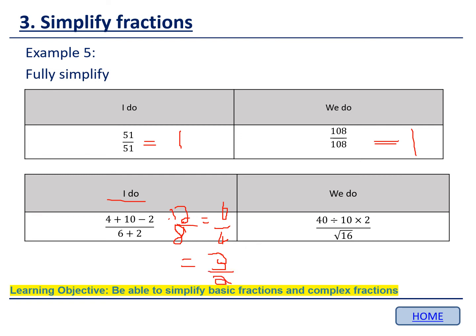That's a top-heavy fraction again. So only 2s go into 3, that's 1, and it'd be 1 1/2. And fully simplified. Okay, let's look at this we do.